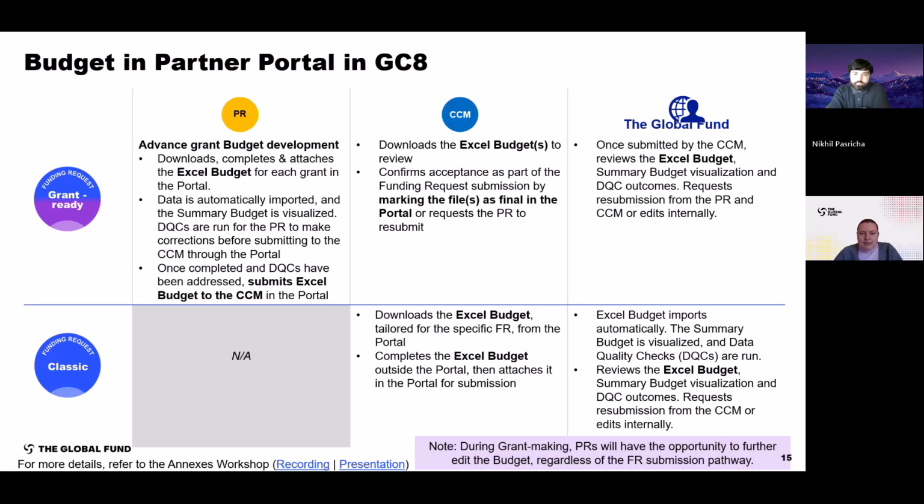In such case, the CCM will immediately visualize the budget in the partner portal. They will be able to download it and to review it. If the budget is accepted and no further modifications will be required, the CCM will complete the application package and will submit the documents and the funding request application to the Global Fund. Upon submission, the Global Fund also will review the Excel budget that has been submitted, review the data quality checks with the summary budget visualization, and in case it will be required, will request resubmission from the PR or CCM to perform necessary adjustments.